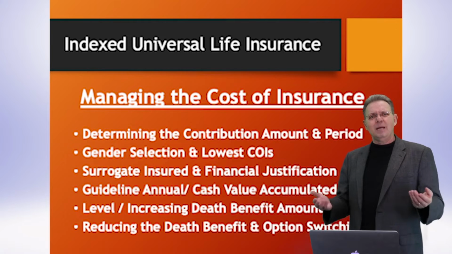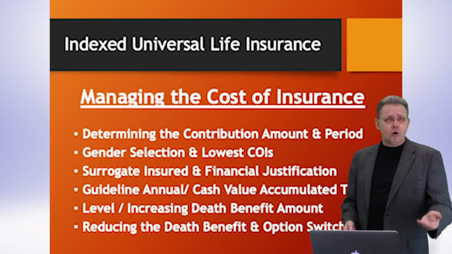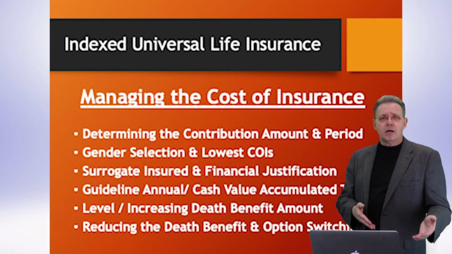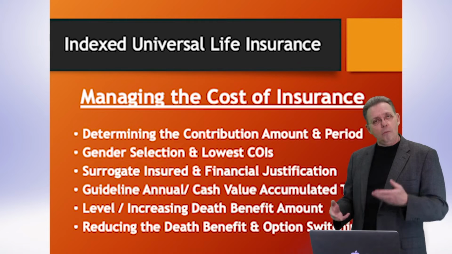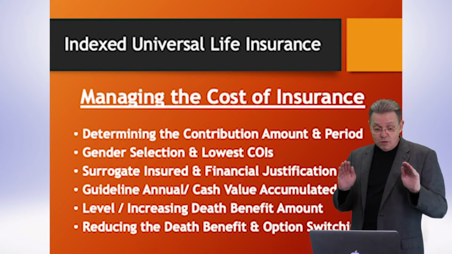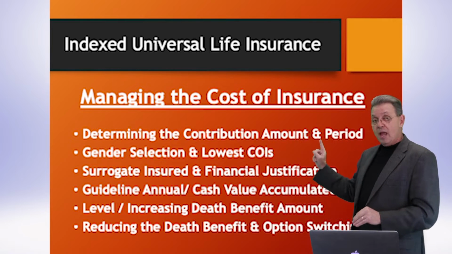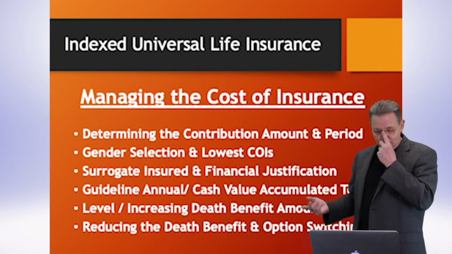And what happens when mom and dad both have impairments or medical issues? I might go down to the next generation for a daughter or a son to use them as a surrogate. They're there only to be the policy insured. Mom and dad still can control, pay the premiums, all that is right there. So you could have to use a surrogate insured. Just remember, you have to be able to go to the company and prove financial justification. Generally, that's not a problem.